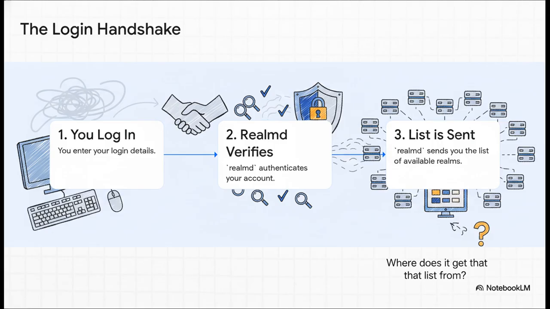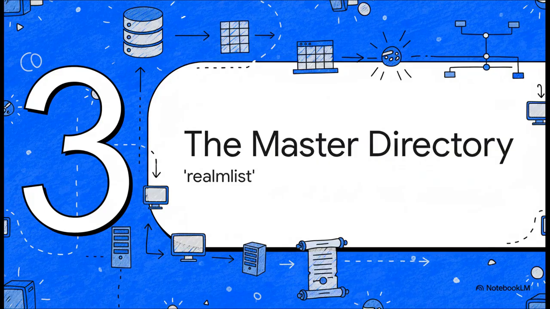First, you send over your login info. Second, Realmd double-checks its records and gives you the thumbs up. And then, and this is the key to our whole mystery, once you're in, Realmd sends back that full list of all the game servers you can join. But where does it get that list from? And this, right here, brings us to the core secret, the single source of truth for all that information.